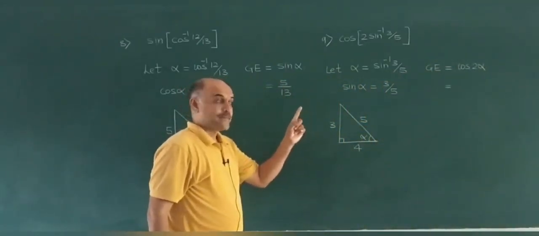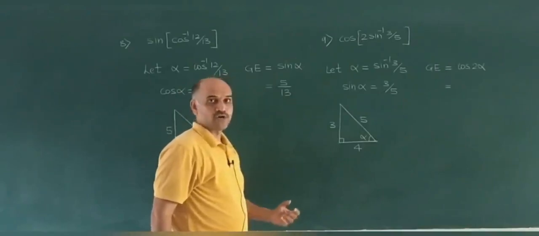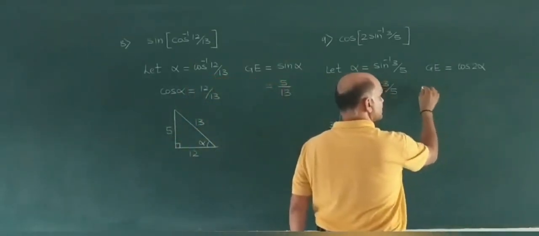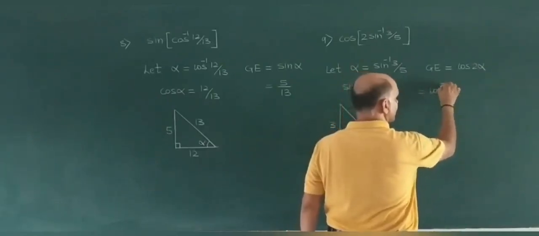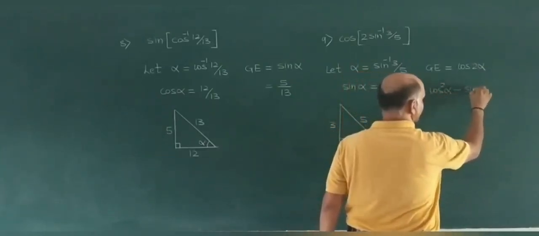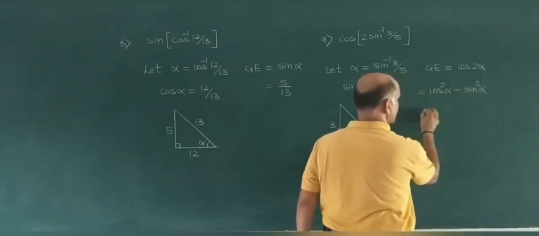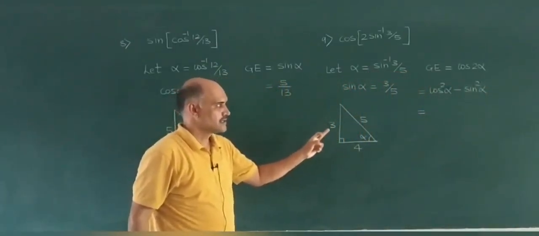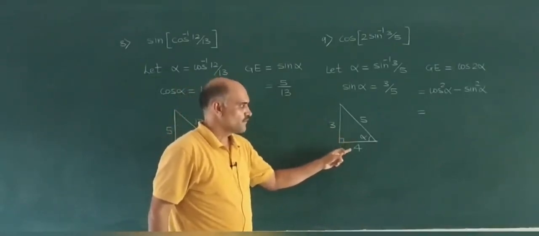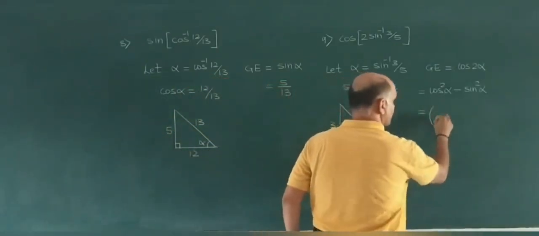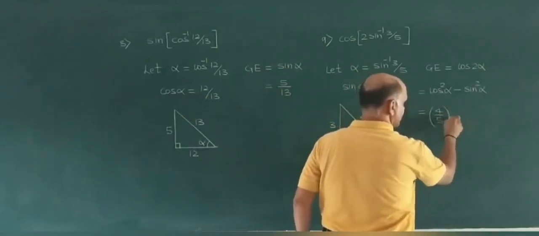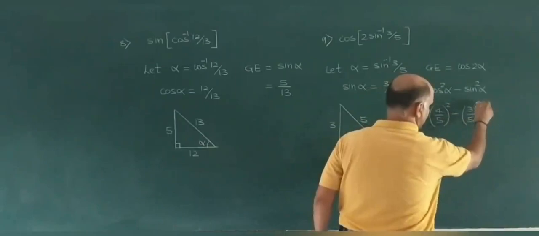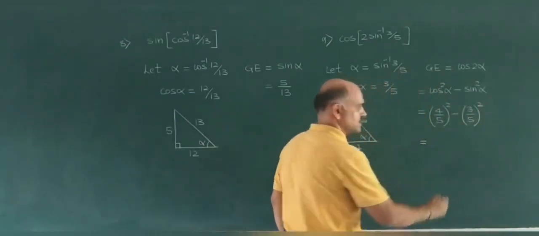So here apply formula of cos 2 alpha. Cos 2 alpha is cos square alpha minus sin square alpha. Now substitute those values from this triangle. So cos alpha will be 4 by 5, so this is 4 by 5 bracket square. Sin alpha is 3 by 5 bracket square. Simplify, you will have the answer.